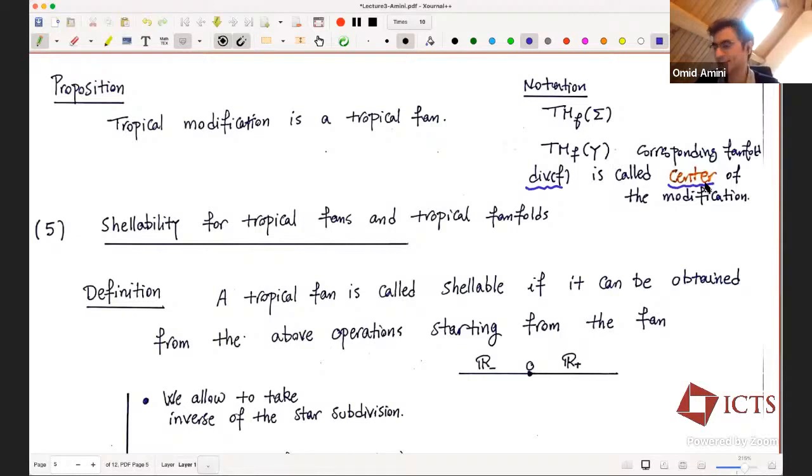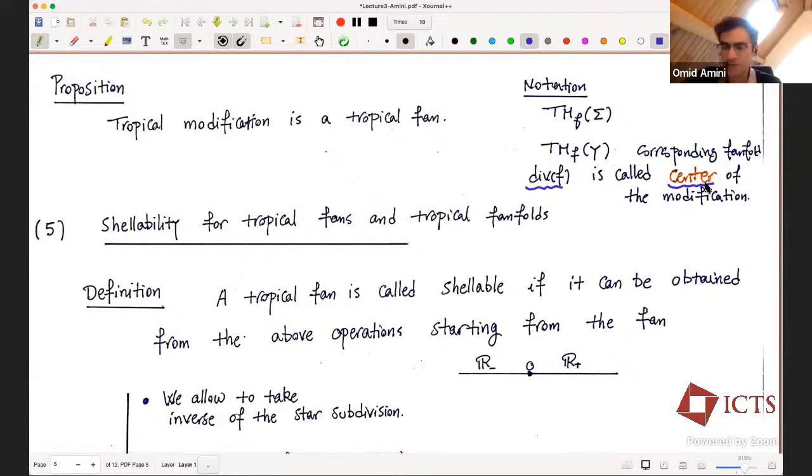So in the basic examples of tropical fans, which have these nice properties, you just need to take a subfan which is balanced, and automatically for that subfan you will have a function, and you can use that function to introduce tropical modification.